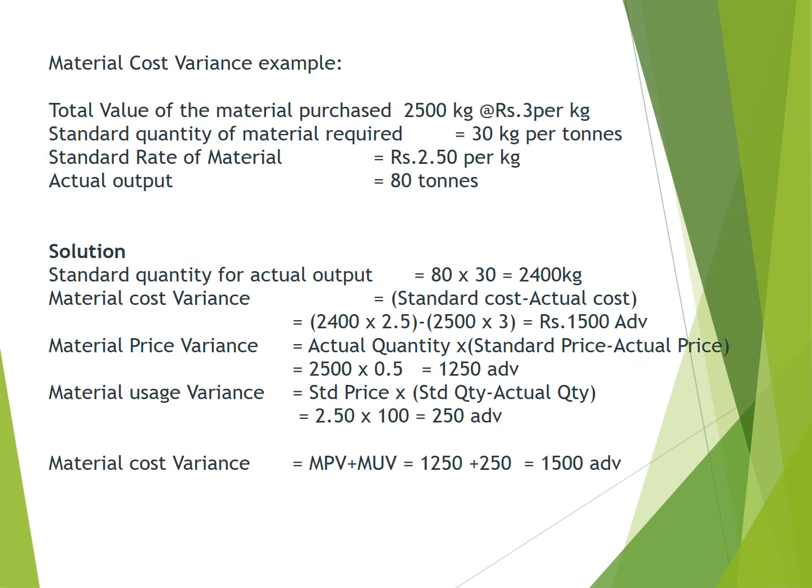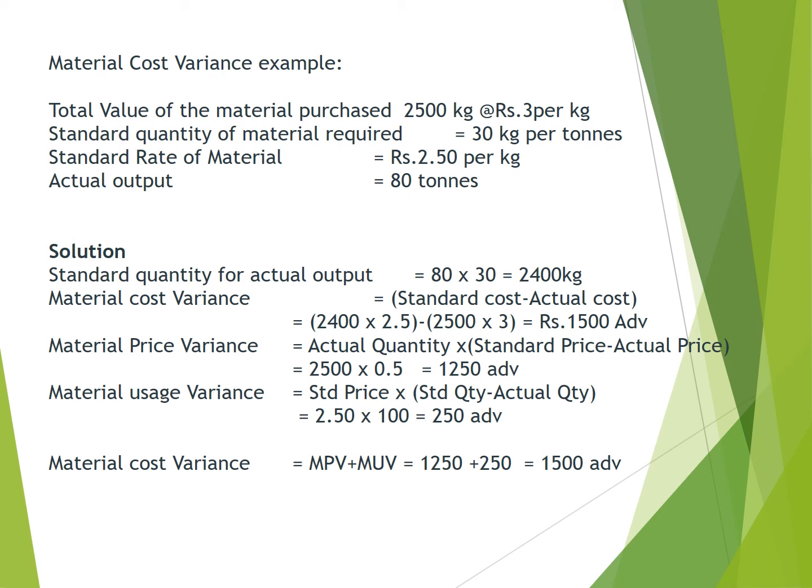Now let's see one example. The total value of material purchased is 2500 kg at 3 rupees. Standard quantity of material required is 30 kg per ton, and standard rate of material is 2 rupees 50 paisa per kg. Actual output is 80 tons. Now the standard quantity for actual output: total output has come to 80 tons, and the standard quantity required for the material is 30 kg per ton. So 2400 kg is the quantity required for production of 80 tons.